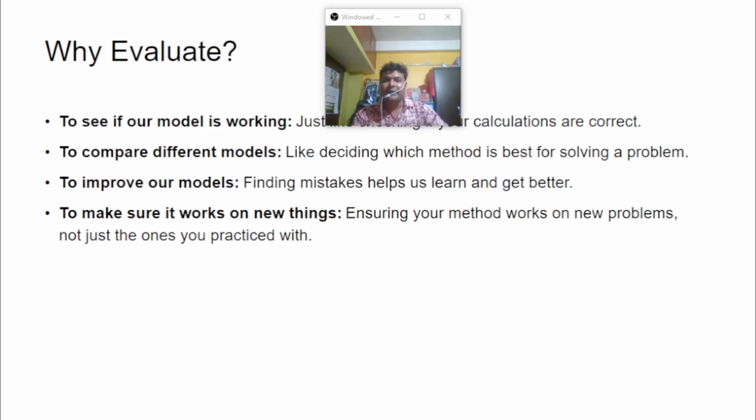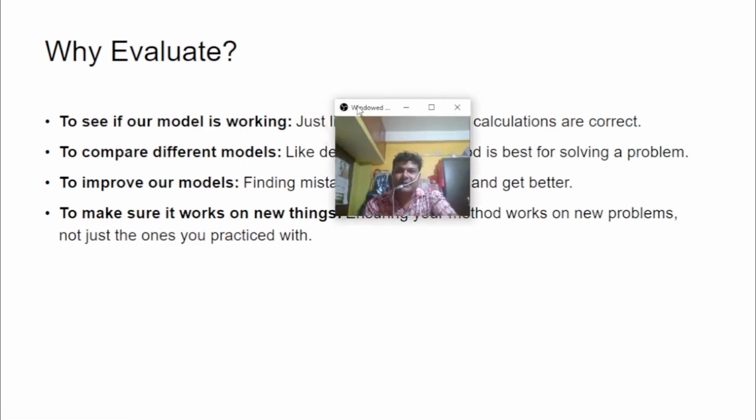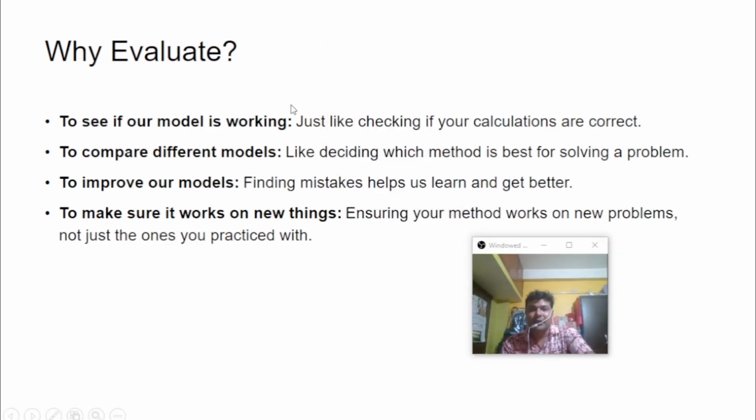Next section is why evaluate. There are 4 points for which evaluation is required. First point is to see if our model is working. Second point is to compare different models. Third one is to improve our models. Fourth one is to make sure it works on new things.